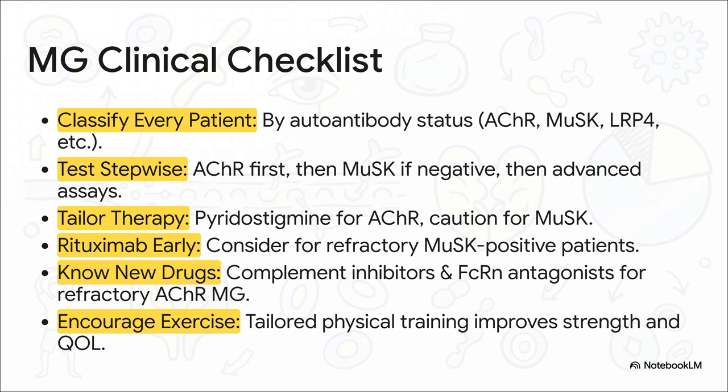4, consider rituximab early for those MuSK patients. 5, know your new options. Complement and FcRn inhibitors for tough refractory cases. And finally, don't forget the non-pharma stuff. Tailored physical exercise can make a real difference in strength and outcomes.